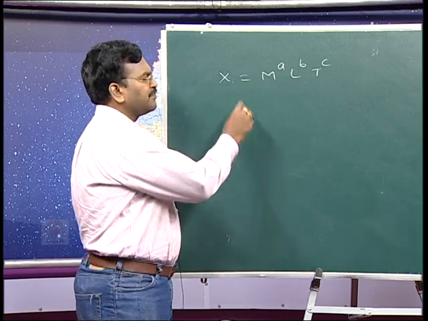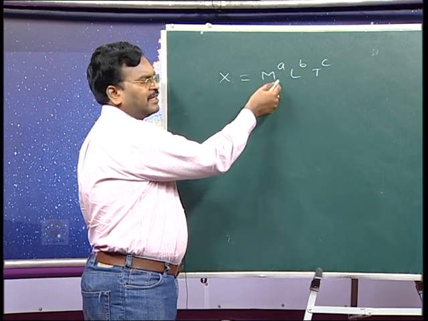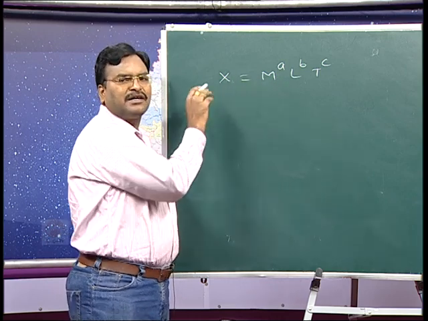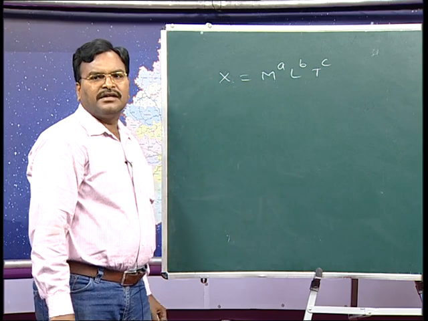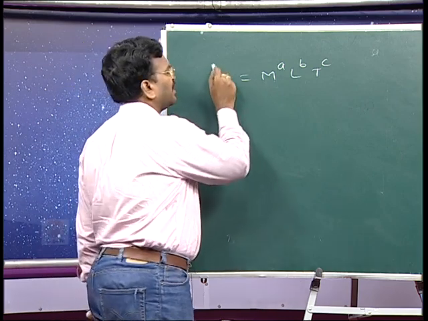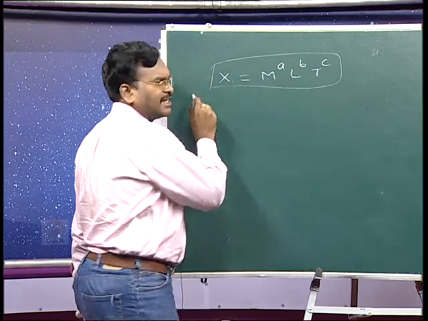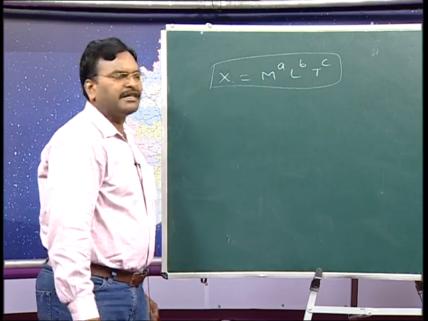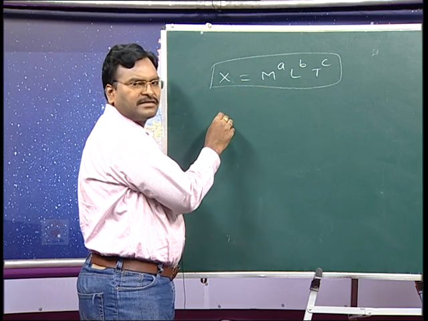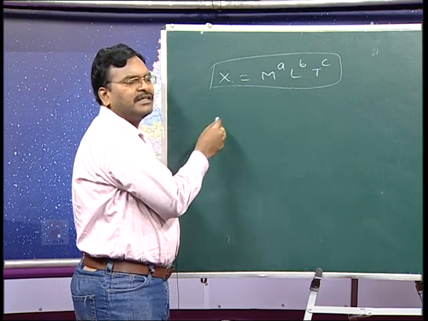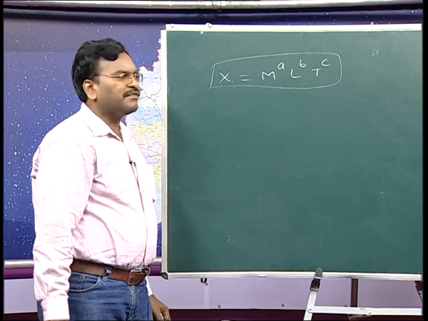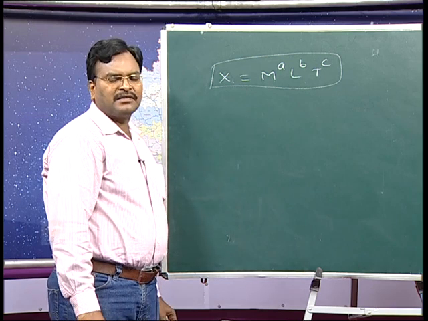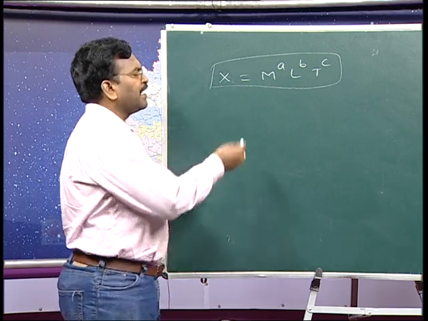Here, how do we write the dimension formula? The dimension formula is always in terms of fundamental quantities. What is a dimension formula? It is an expression which represents a physical quantity in terms of fundamental quantities. Now what are A, B, C? They are the dimensions of mass, length, time.